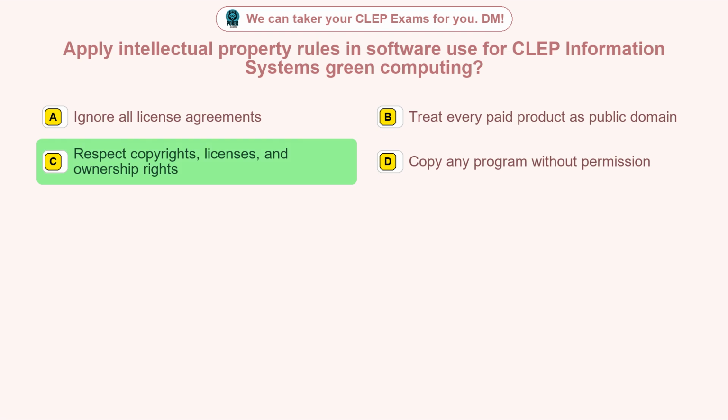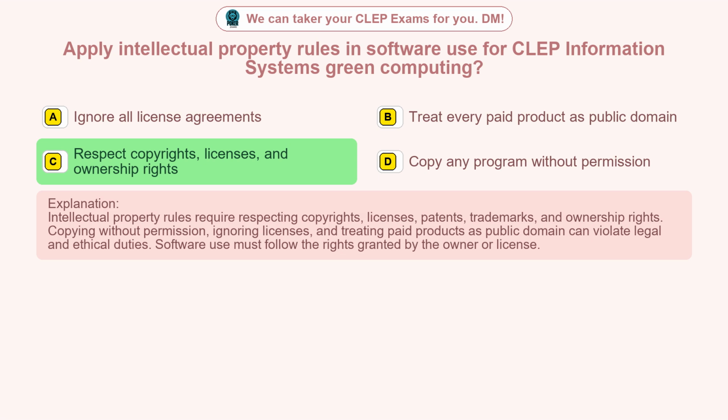The correct answer is option C. Respect copyrights, licenses, and ownership rights. Intellectual property rules require respecting copyrights, licenses, patents, trademarks, and ownership rights. Copying without permission, ignoring licenses, and treating paid products as public domain can violate legal and ethical duties. Software use must follow the rights granted by the owner or license.